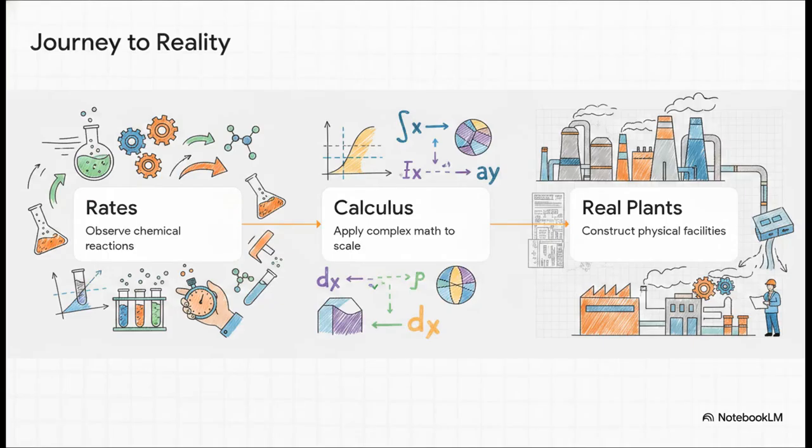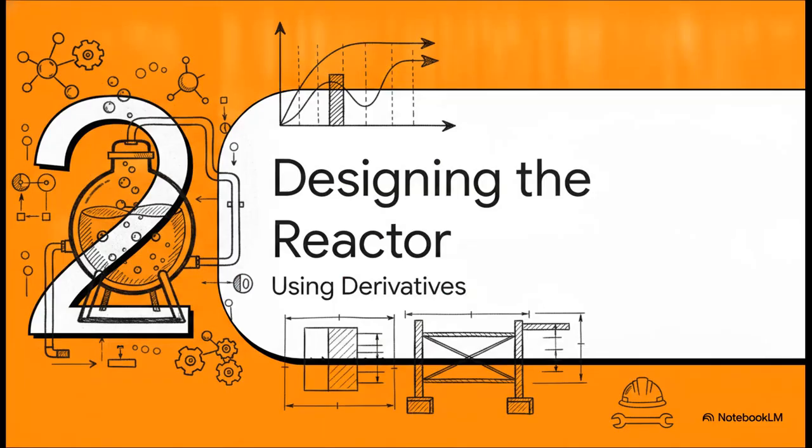Every massive industrial facility out there begins with a pretty straightforward three-step journey. Step 1, you've got to understand basic rates, like say how fast a chemical reaction naturally happens in a tiny beaker. Step 2 involves bringing in the complex math of calculus to accurately model and scale those rates up. And Step 3, taking those mathematical models and constructing the real plants. It's this direct pipeline from a chemist's observation on a microscopic scale all the way to an engineer's massive physical blueprint.